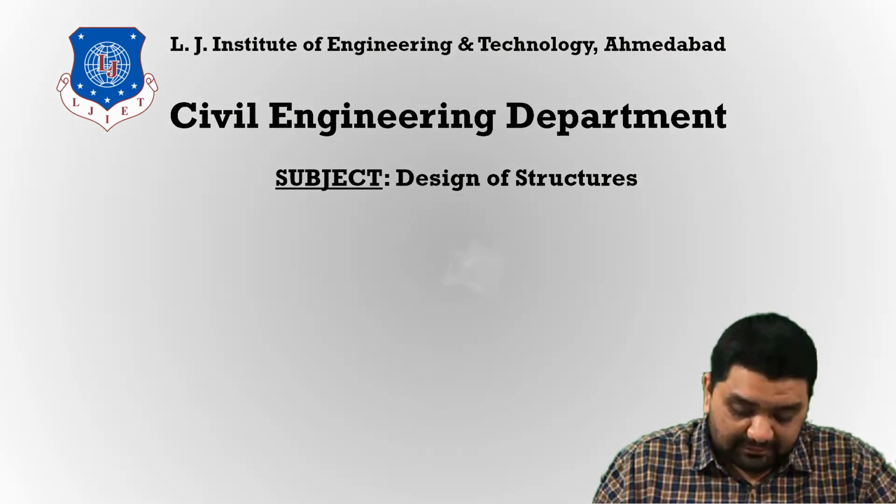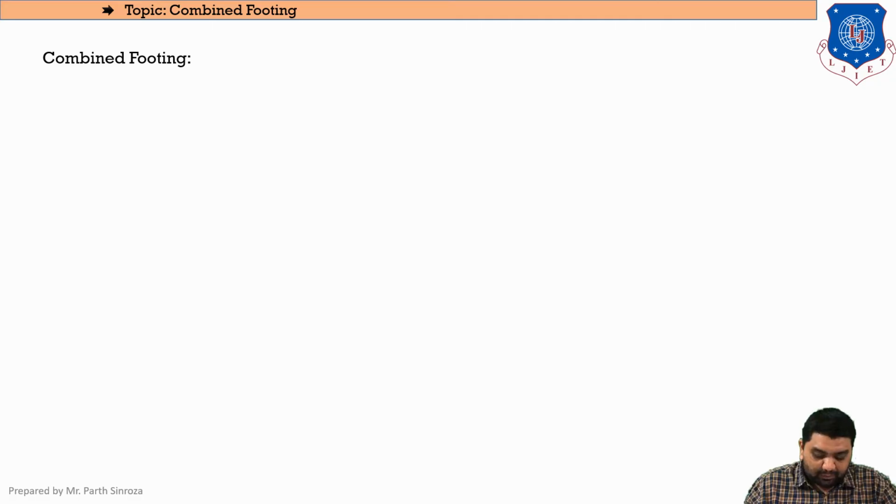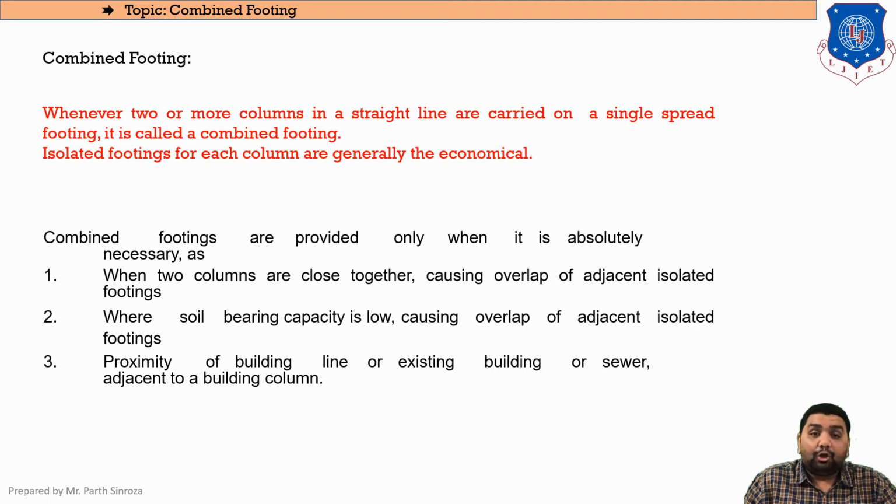So moving towards our first topic, that is combined footing. As you can see here, whenever two or more than two columns in a straight line are carried on a single spread footing, then it is termed as a combined footing. Isolated footings for each column are generally economical. So if we consider the economy of the section, then isolated footings are preferred more as compared to combined footing if we are talking about individual columns.